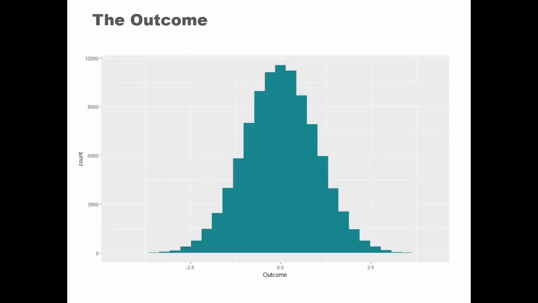This would be a distribution of our outcome. It's just standard normally distributed with a mean of 0, a standard deviation of 1, and that's our bell curve. This is a large sample. You can see there the count goes into the tens of thousands. It's a large, hypothetical simulated sample of patients, and this is the distribution of the outcome.